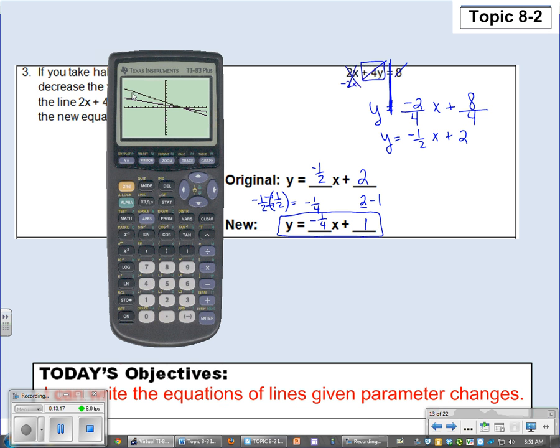Okay, so now we can get a picture of what these two graphs look like. They both have a negative slope, and so they're both going down. But you'll see our second one is a little bit lower than the first one, which kind of makes sense because the slope of our original was negative 1/2, and the slope of our new is negative 1/4. 1/4 is smaller than 1/2, so it's going to be below.